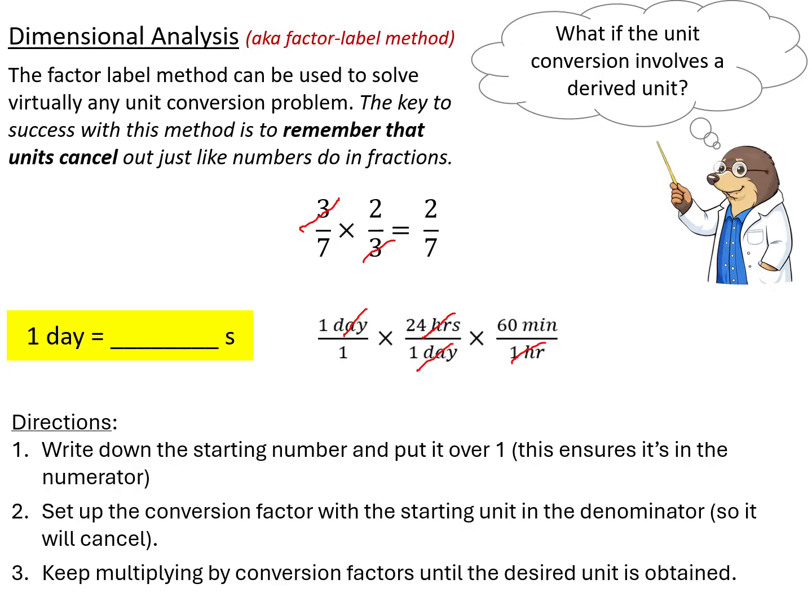And then we say, well, we're still not quite there. We have minutes and we want seconds. So we need one more conversion factor. So there's 60 seconds in 1 minute. And so now the minutes have canceled.